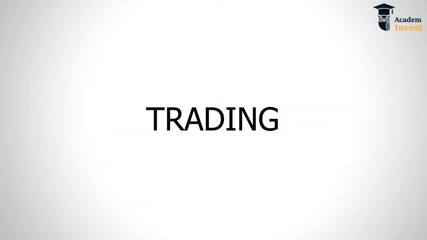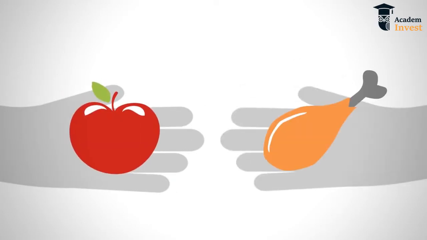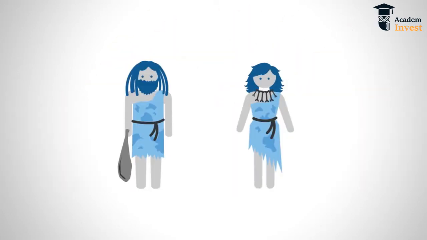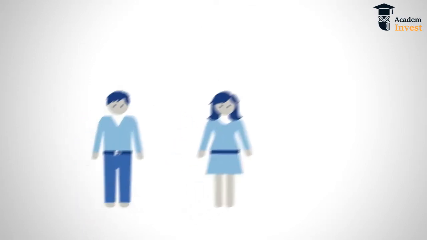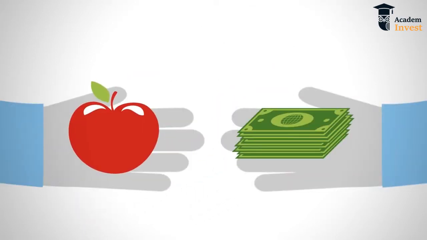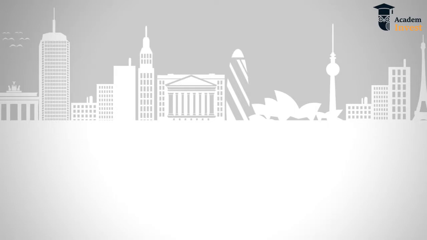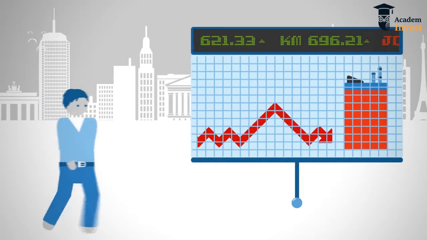Trading is exchanging one item for another. Today, as we use money, we trade by exchanging money for items. Trading in the financial markets is the same.